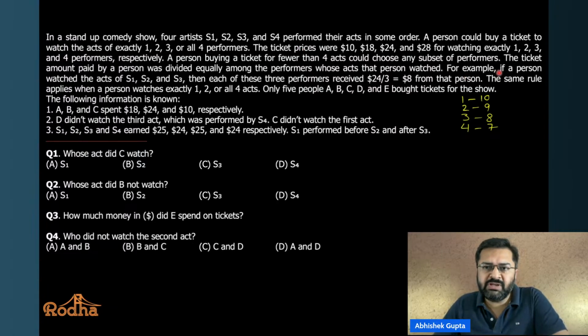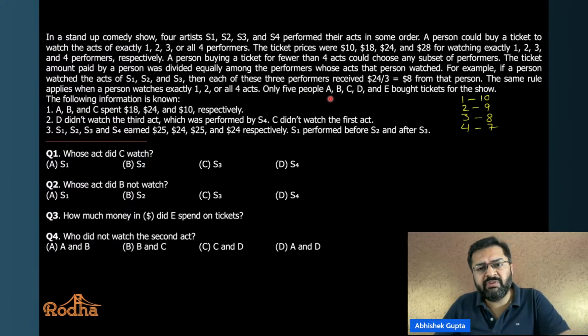Example the other way. For example, if a person watched the acts of S1, S2, S3, then each of these three performers received 24 by 3. Why 24 by 3? Because for three performers, it's $24. Three performers, 24 by 3, everybody gets $8. Simple data. The same rule applies when a person watches 1, 2, or 4 acts. It's obvious only. If it's 1, then one person gets paid. But if it's 2, then each one would get $9. If it's 3, $8. And if it's all 4, then $7 each, right?